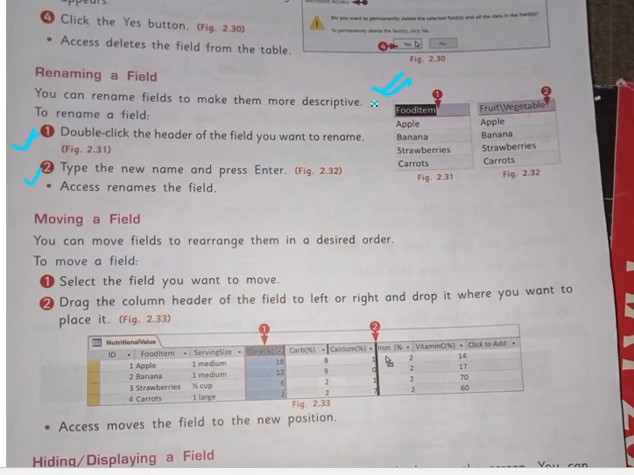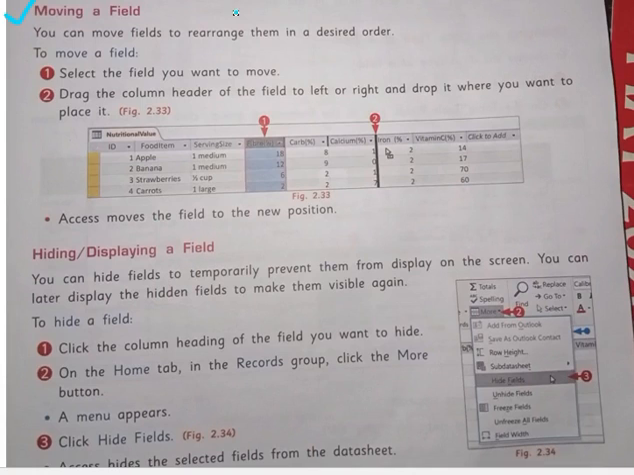Next we will see how to move a field, from one column to the other column. For this, select the field you want to move. Suppose first we click this one, and suppose we want to move this field. After that, just drag the column.